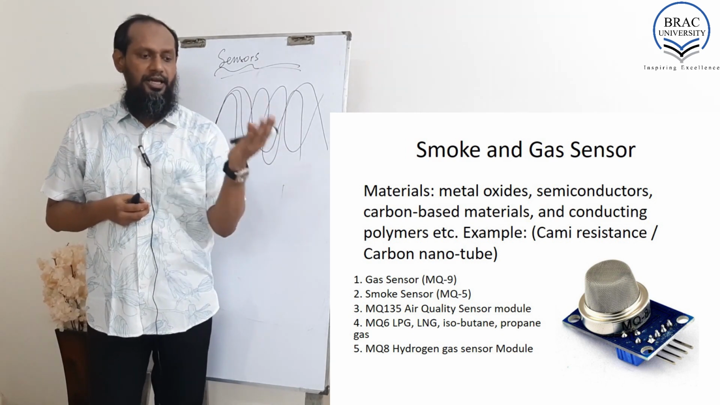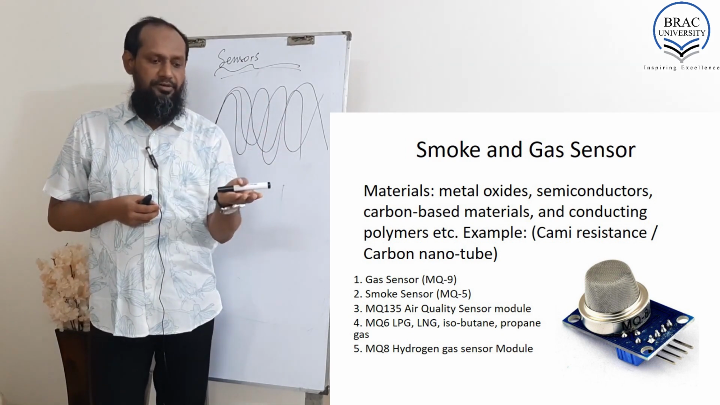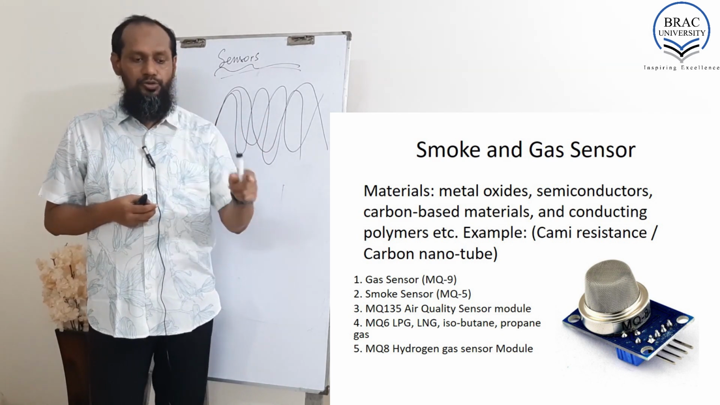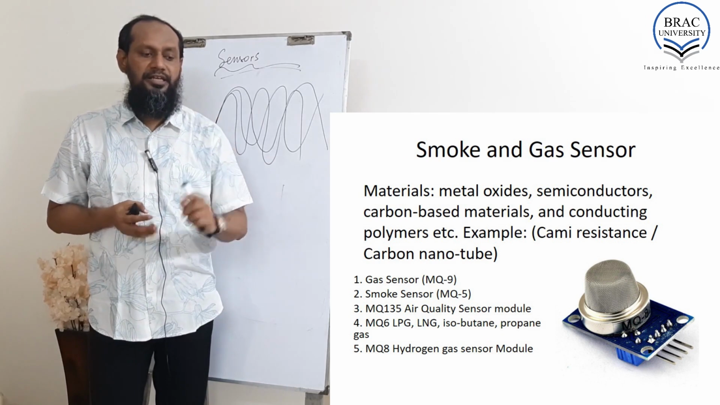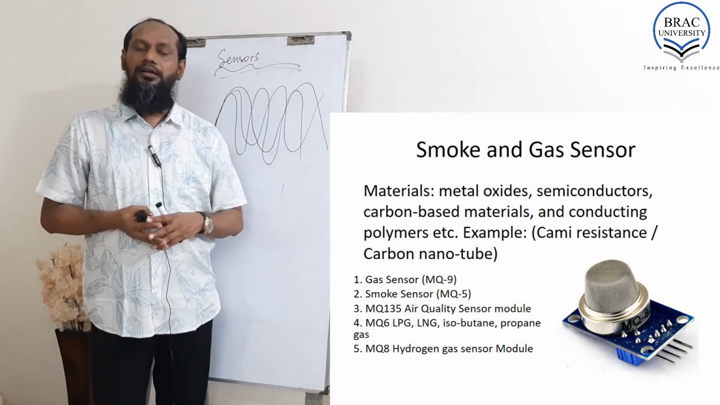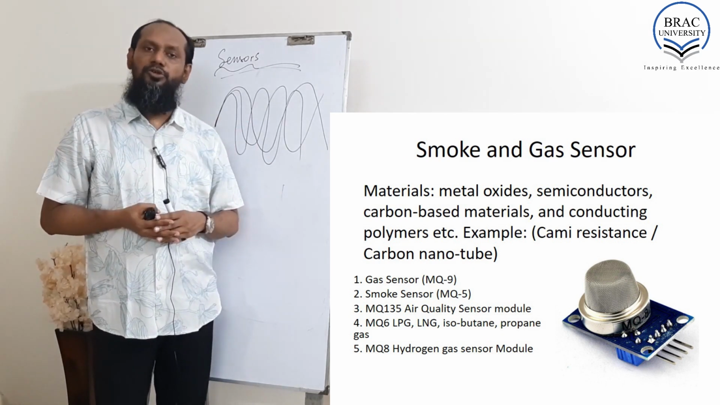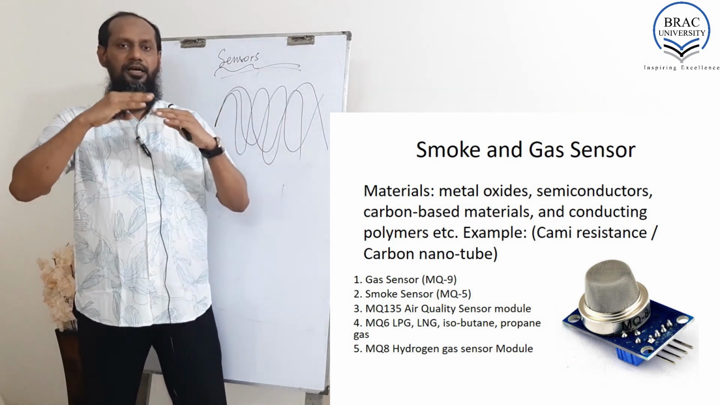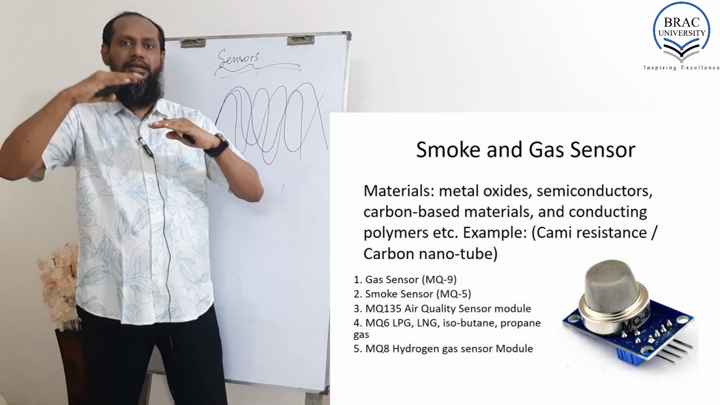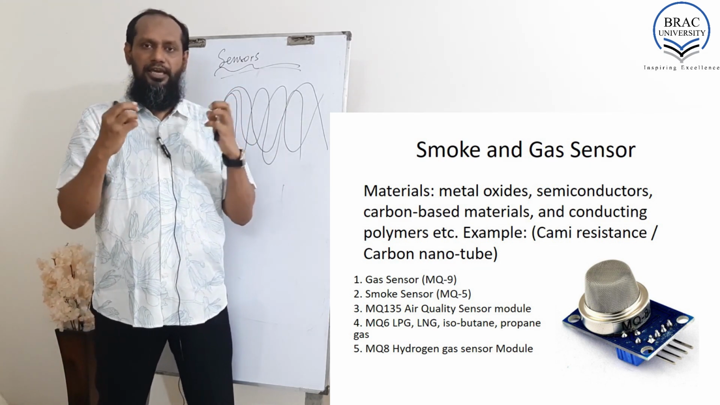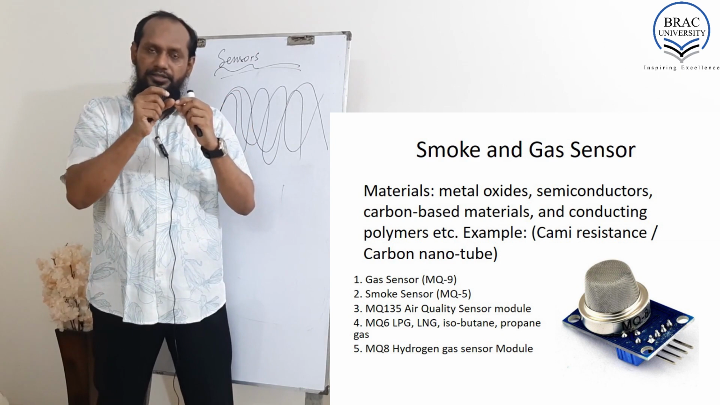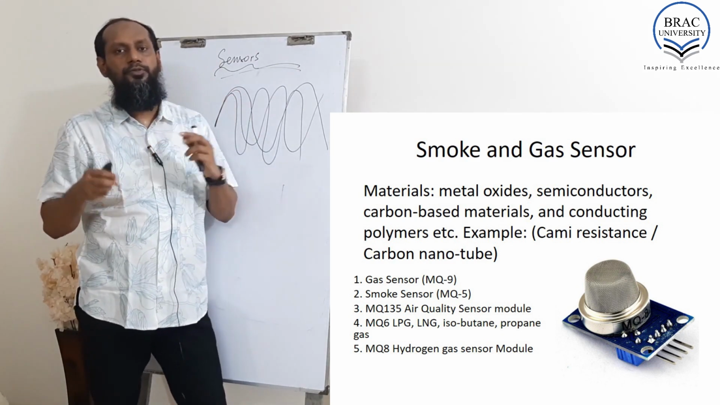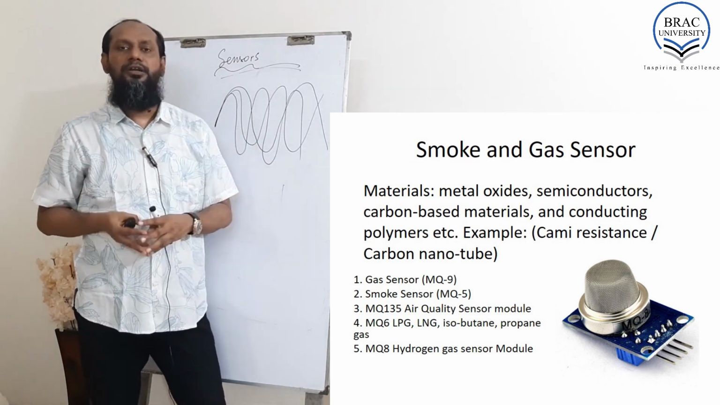So metal oxide semiconductors, carbon-based material, and conducting polymer, etc., can be used to build this kind of sensor, which is called chemiresistive. Or recently, carbon nanotube is also used to identify smoke. In carbon nanotube, it is actually assembled layer by layer. So when different types of gas come, the distance between the carbon is increased or decreased. So if we can measure this, a sensor can be created.